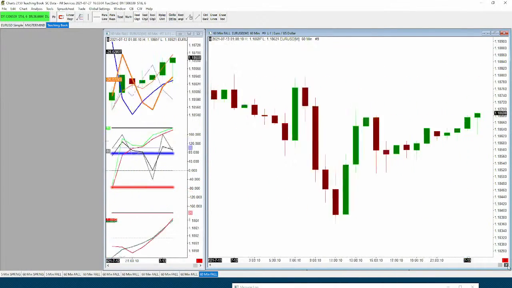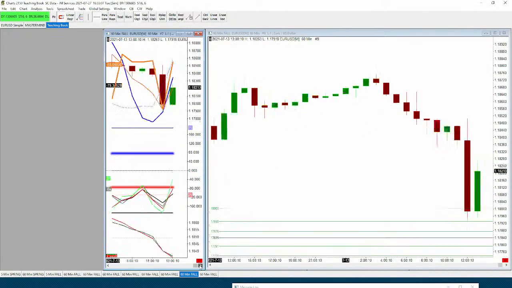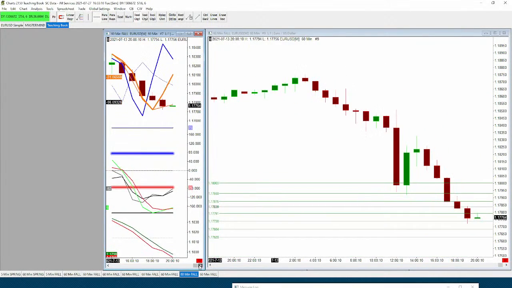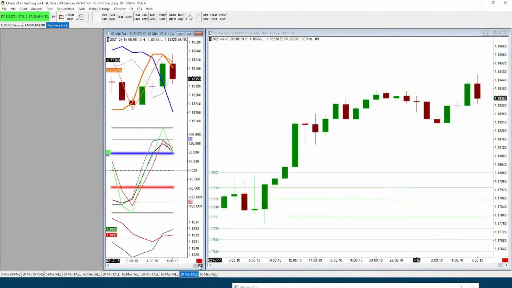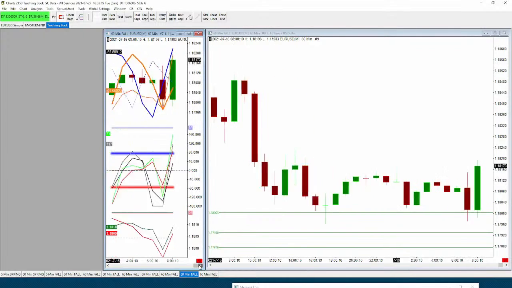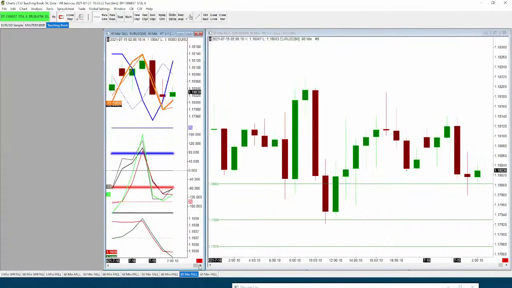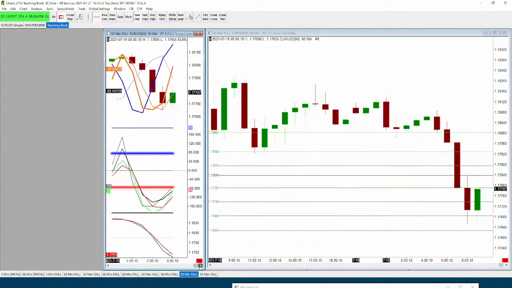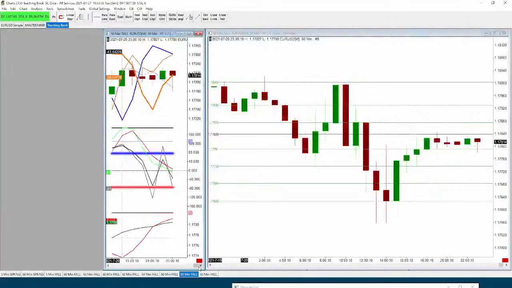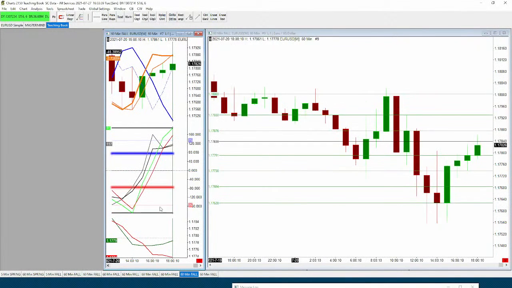Let's get to it. Where's my line? Holy cow, how far back did I go? Just keep going until I find my line. There it is. Okay. So that's telling me there is some significant level of resistance right there.